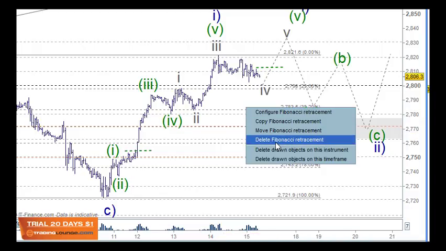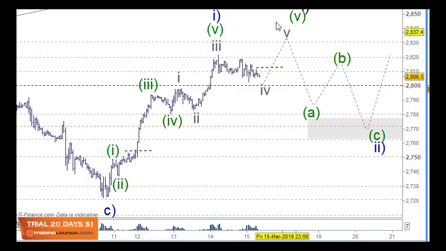Now, of course, you would want to be short. On this, it doesn't have to come down as an A and a B and a C here. This can all be part of the correction unfolding down through here. So if you're going to short this, you could short that now and keep a stop above here.